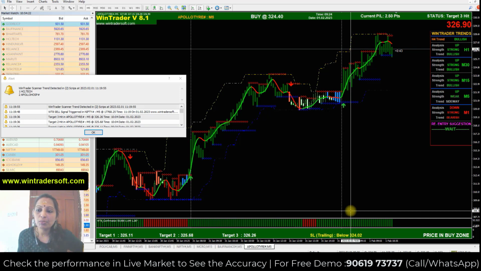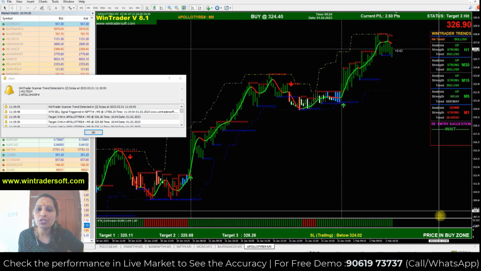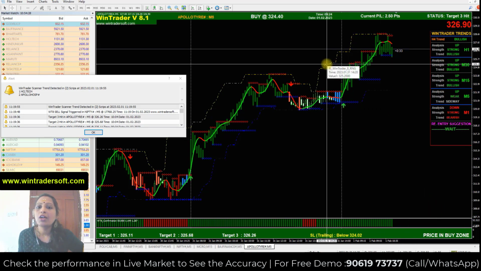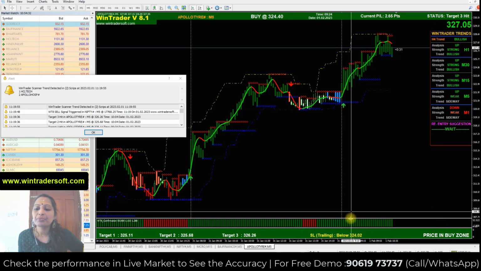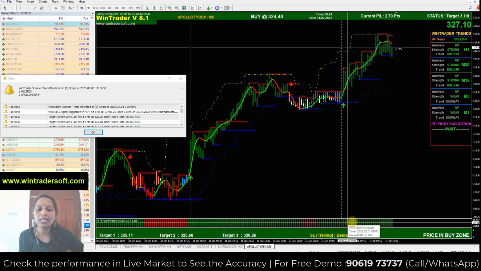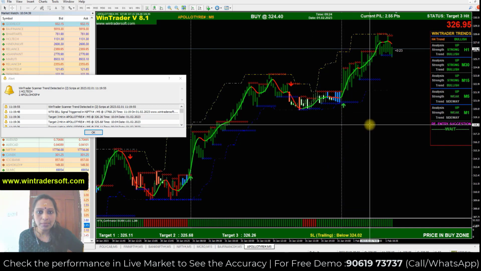First I will explain one more time. First the arrow will come, this green arrow is the buy signal, and after that you have to check the confirmation. First confirmation, the price should be in the buy zone, and the second confirmation, the bar below should be in green color. If these two confirmations are okay, then you can directly take the position in your trading platform.